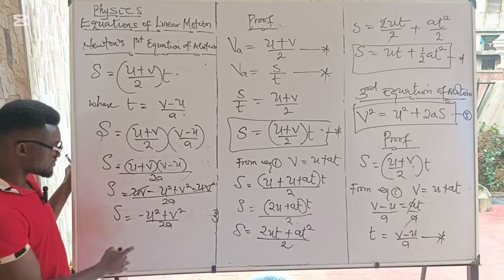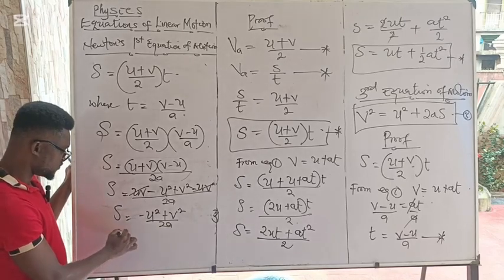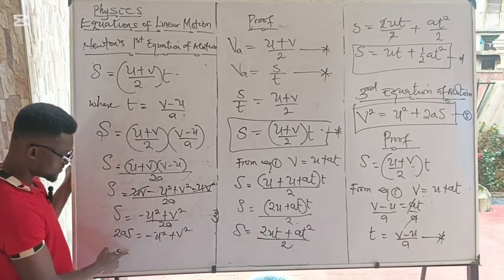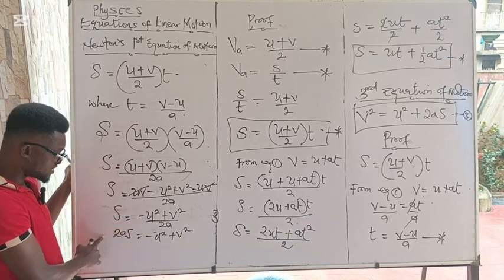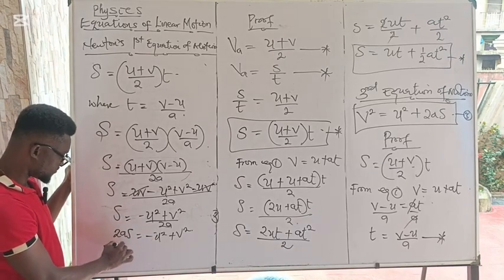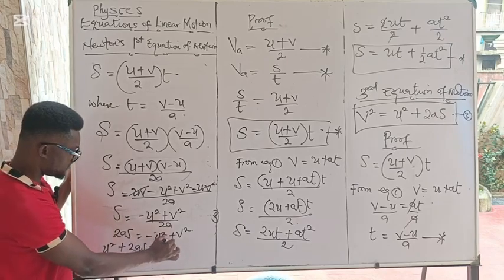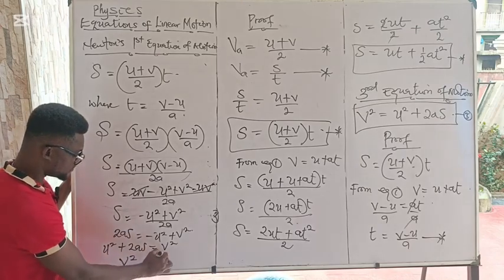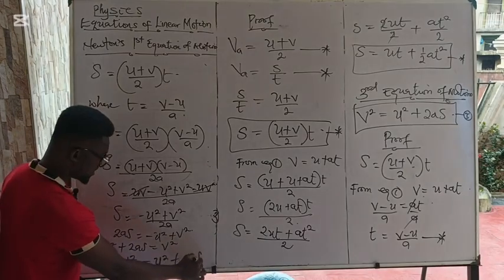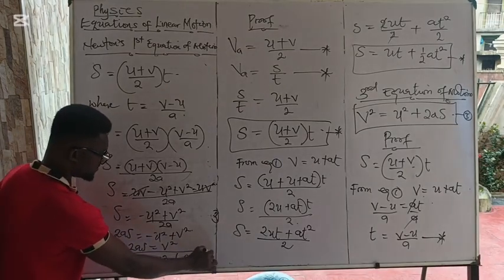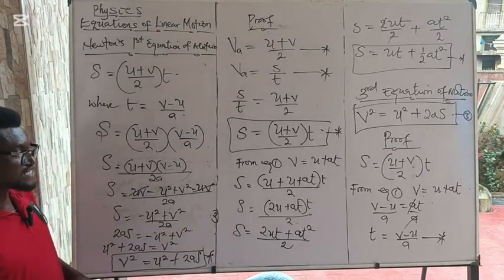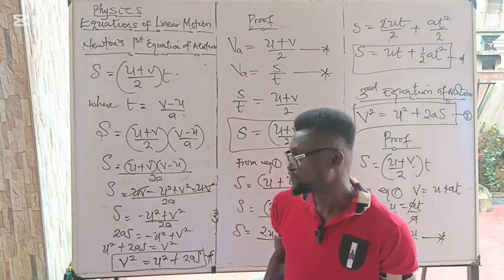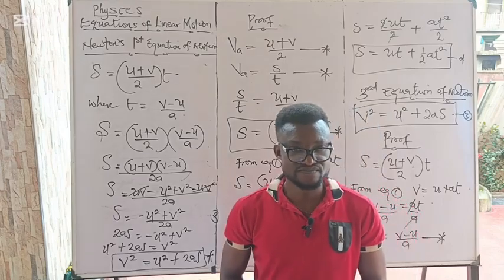Then we are going to cross multiply. 2 times s, we give 2as. Then we have minus u squared plus v squared. If u squared should cross over this side, we have it to be positive. Then we have v squared. So at this point, we have v squared equal to u squared plus 2as. And that proves the formula. So we have these three equations of motion. Now we are going to solve exercises using these three formulas.